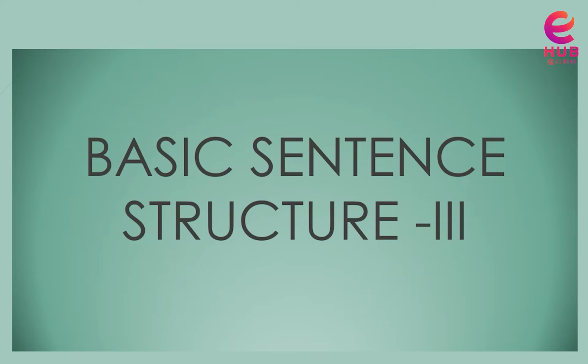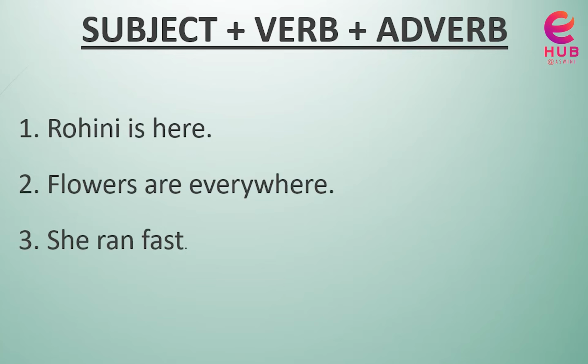Now let's move on to basic sentence structure 3. Basic sentence structure 3 deals with subject, verb and adverb. An adverb adds additional information to the verb. Where is Rohini? Rohini is here. Flowers are everywhere. She ran fast. This is how we can frame sentences at the beginning level.